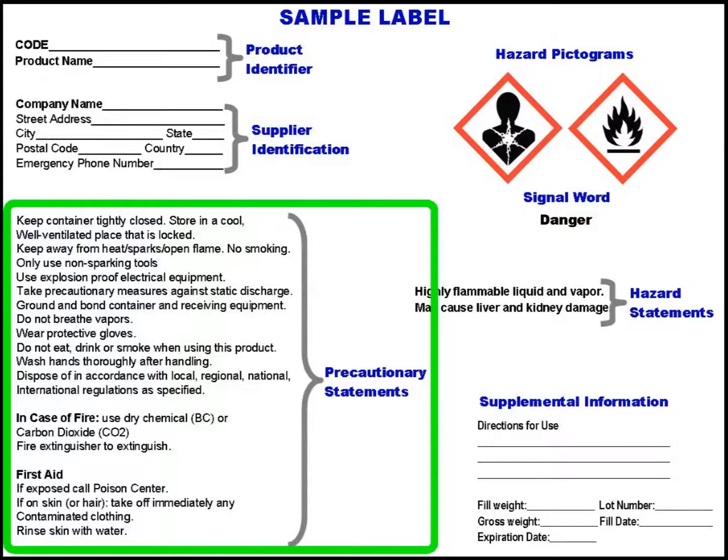The precautionary statements. These are phrases that describe recommended measures that should be taken to minimize or prevent adverse effects resulting from exposure to a hazardous chemical or improper storage or handling of that hazardous chemical. Here you'll also find in case of fire instructions and first aid directions.